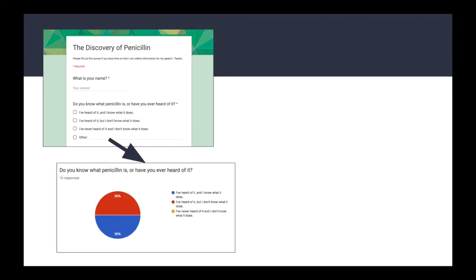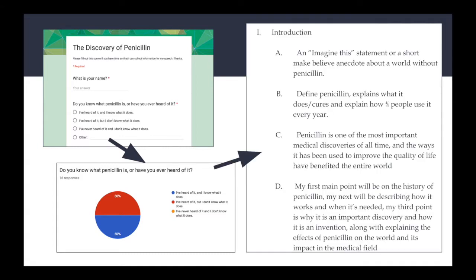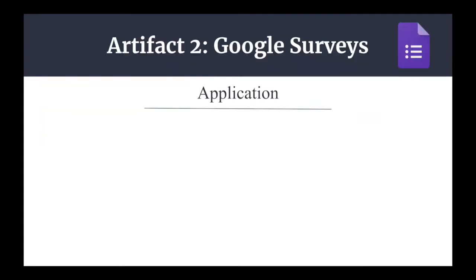One student learned that half of her class was unaware of penicillin's function. She concluded that she would need to define penicillin's purpose and usage before going into its benefits in her speech. You can see from her introduction outline here that she was able to address this information at the very beginning of her speech in order to serve her audience's specific needs. She was able to identify these needs by using technology in a meaningful way. So how does this particular artifact apply to my future teaching?